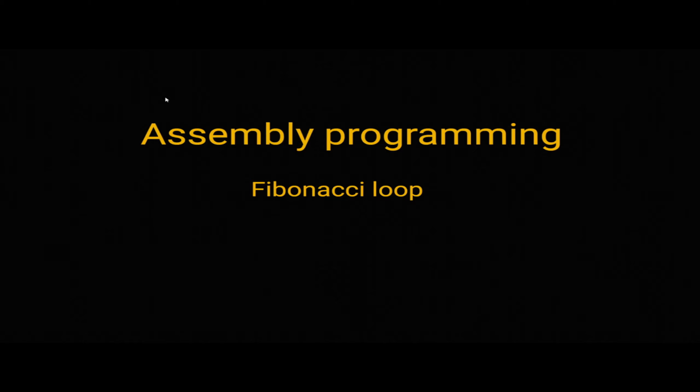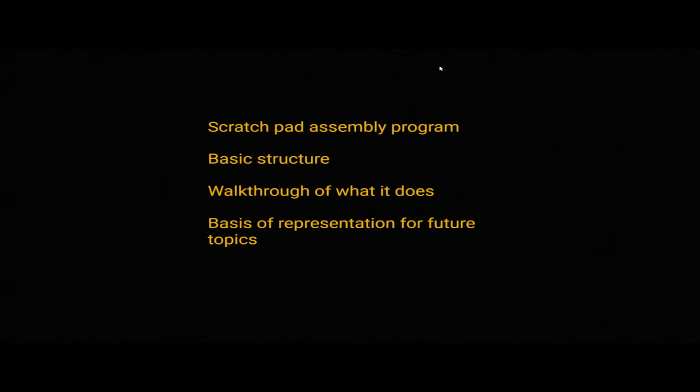Today we're going to create an assembly program from scratch. We're going to make a Fibonacci loop. This is going to be a scratchpad assembly program. There will be little optimization or anything of that nature to begin with. We're just going to go over the basic structure of a 64-bit assembly program.